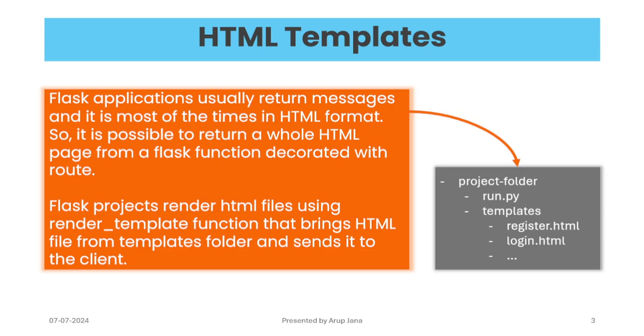So in a Flask application, usually we return messages, and in most cases we return HTML messages. So when we return HTML content, there is also a possibility that we can return a whole HTML page from a Flask application. And because writing the whole HTML code inside Python could be a tedious task, that's why Flask gives us a render_template function, where you can just pass the name of your HTML file that is present inside the templates folder, and Flask will automatically find that folder and it will render that HTML and return it to the user. That's how we are going to write the HTML code for registration.